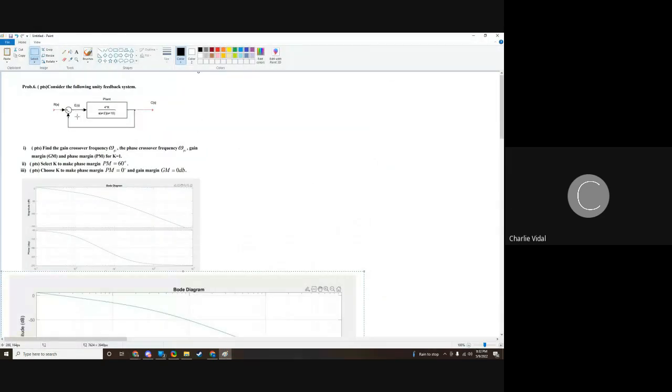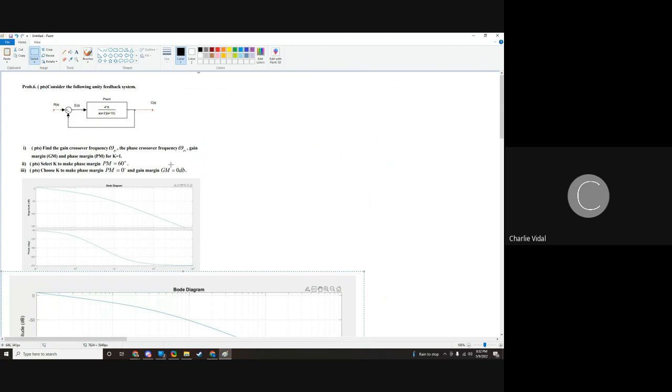Okay, so for problem number 6, first let's read the problem. Consider the following unity feedback system. Find the gain crossover frequency, omega GC, the phase crossover frequency, omega PC, gain margin, GM, and phase margin, PM, for K equal to 1. Select K to make phase margin PM equal to 60 degrees. Choose K to make phase margin PM equal to 0 degrees, and gain margin GM equal to 0 decibels.